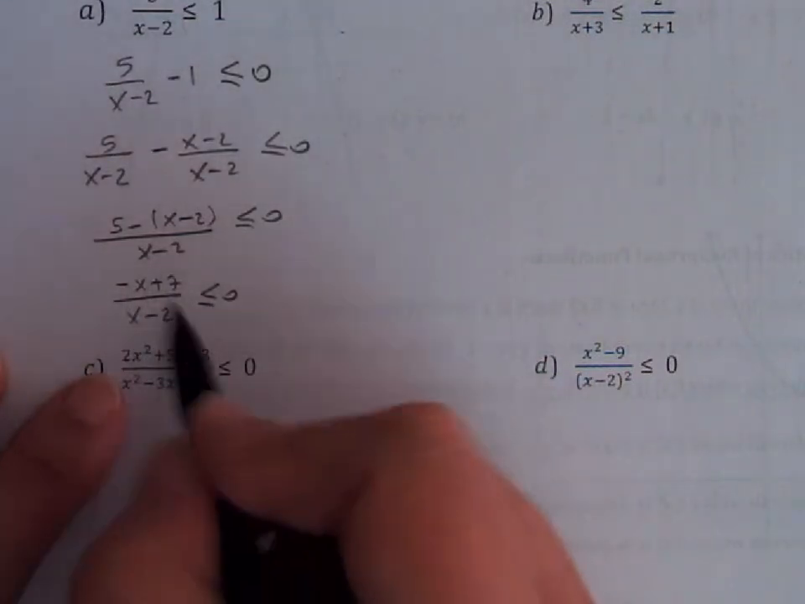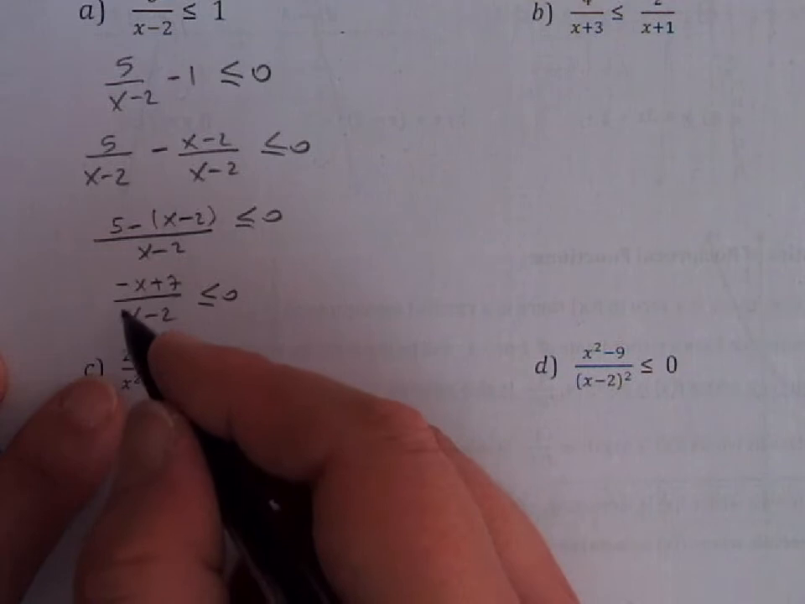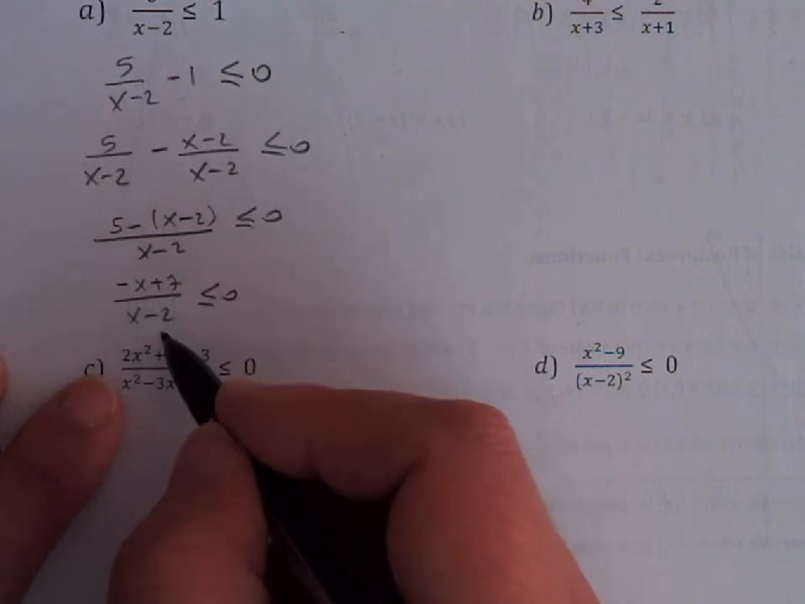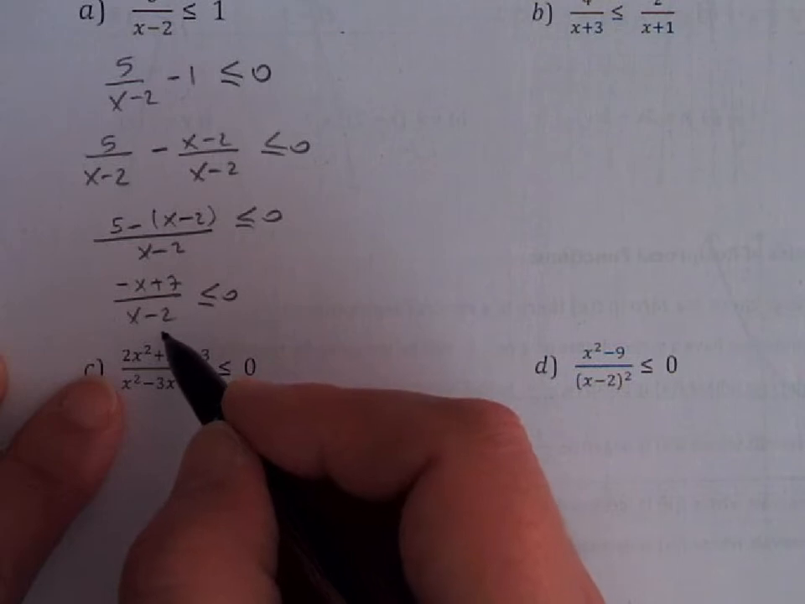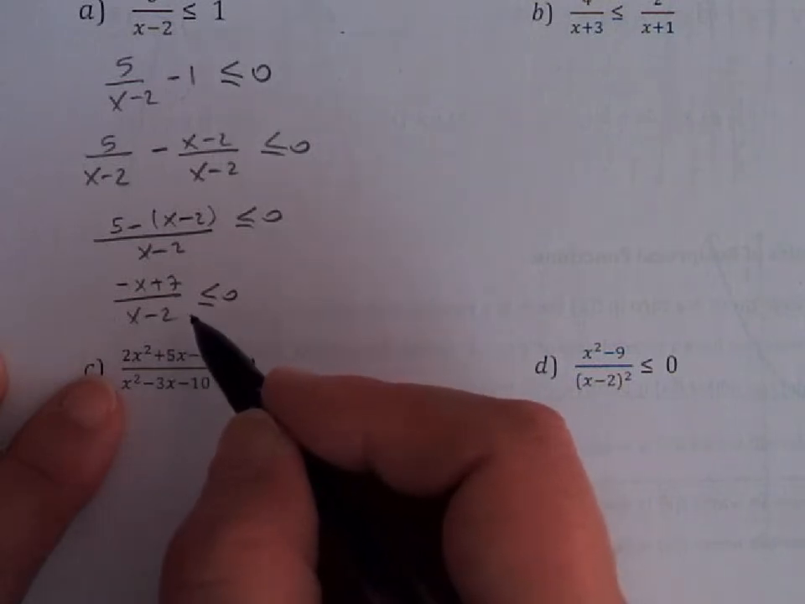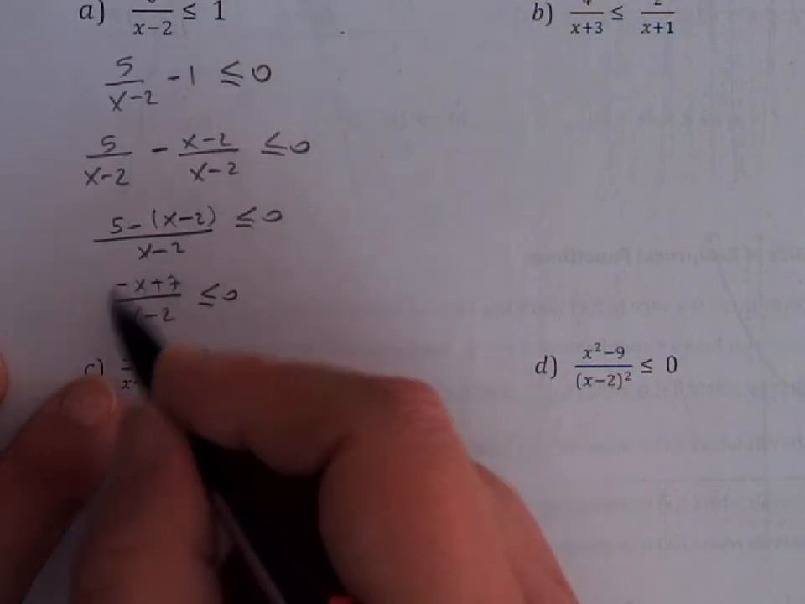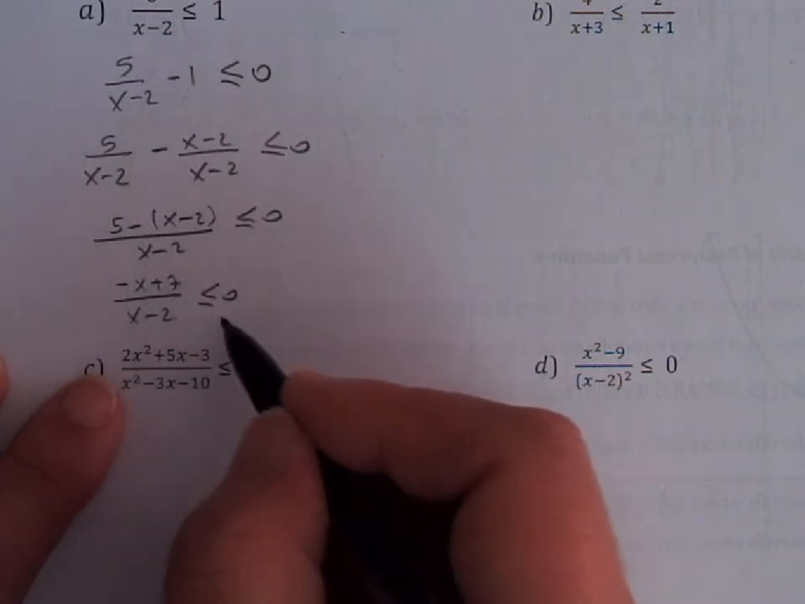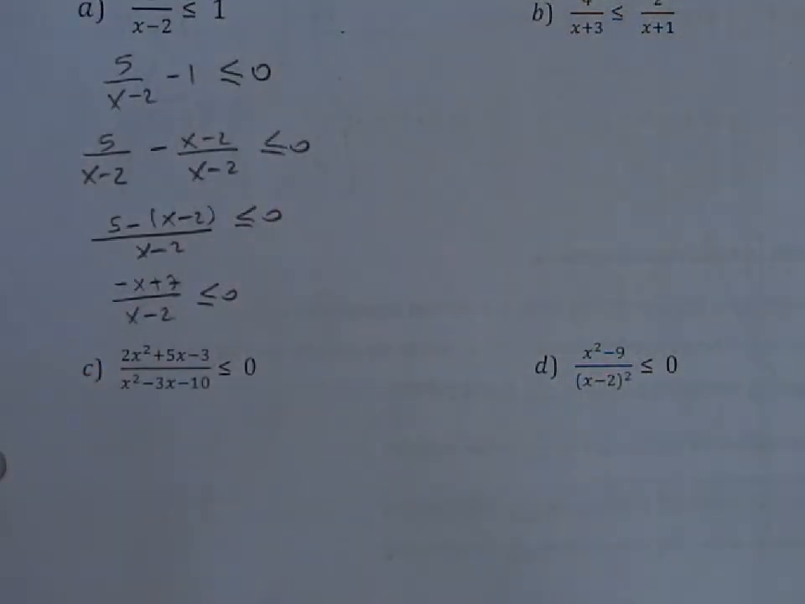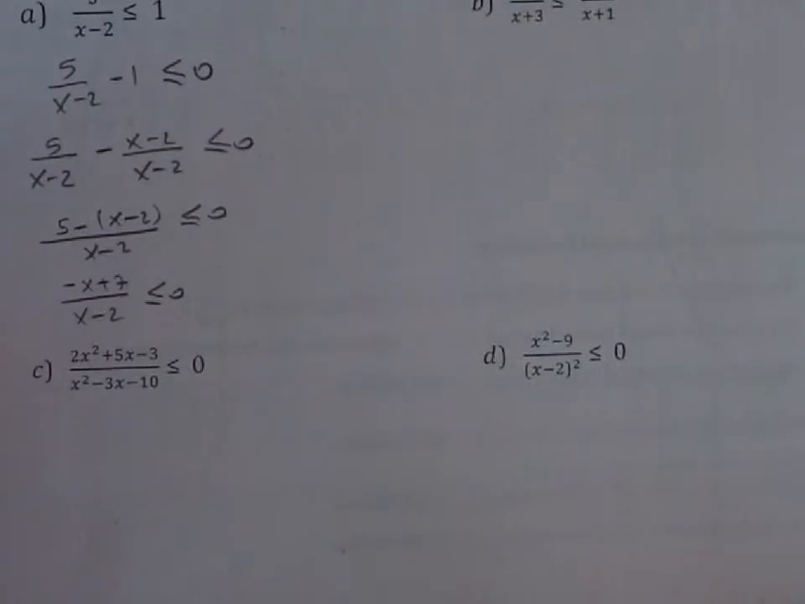Now we want to know the sign of negative x plus 7 over x minus 2, so that we can decide where it is negative and where it is positive, right? Because we want it to be negative. We want this rational expression to be less than 0, or less than or equal to 0. We want it to be negative or 0. So how are we going to do that?